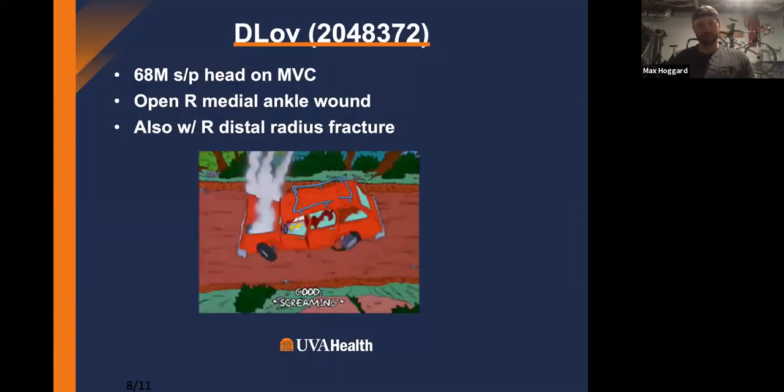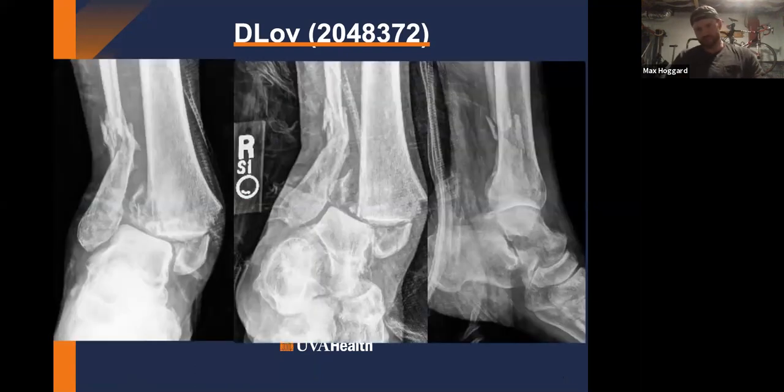Now we'll go to some I think we probably haven't seen yet. So this is a 68-year-old male that was involved in a head-on motor vehicle collision. So a little bit different mechanism than just falling down the stairs like the last person. They have a right medial ankle wound, and they also have some other injuries, so they have a distal radius fracture as well. And so these are their x-rays.